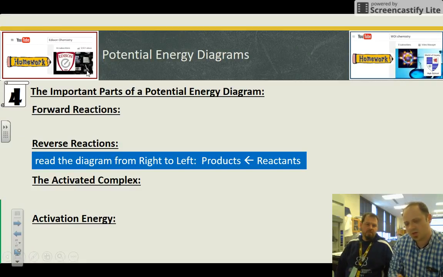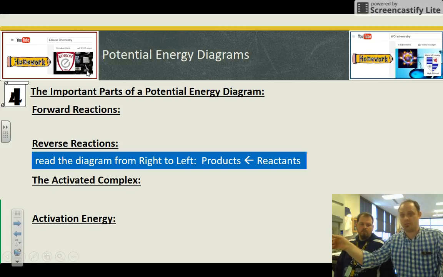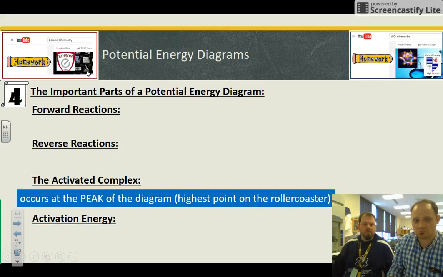Exactly. Notice the arrow's the right way. You always point from reactant to the product. It's just a question of which side is considered the reactants in a potential energy diagram, because both could be both. I just don't want us getting confused.